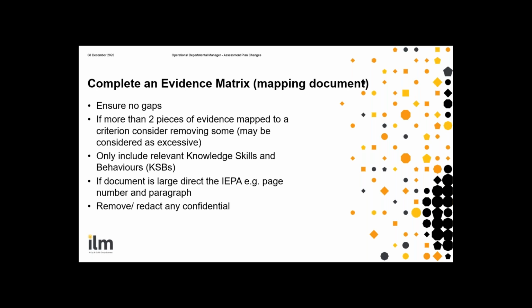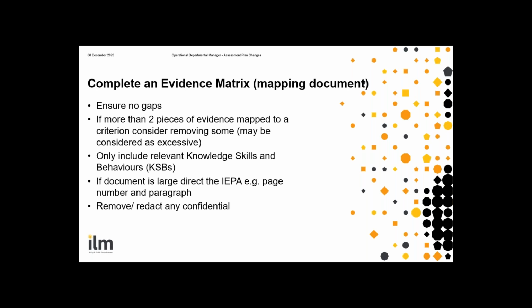Ideally, we only need one piece of evidence mapped to the criterion. So if you've got 4 or 5, take a good hard look at it and remove some of those pieces. If you take a piece out and you think, well, it still covers the criteria, there's no need for it to be in there. Only include relevant knowledge, skills and behaviours. We don't need all of that background information or the nice to have information. It's just about what meets the KSBs.